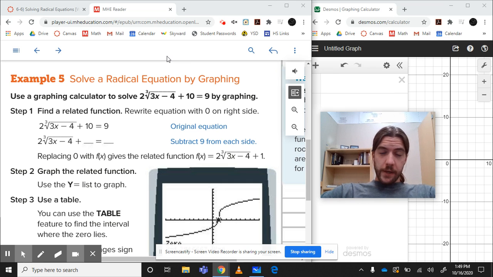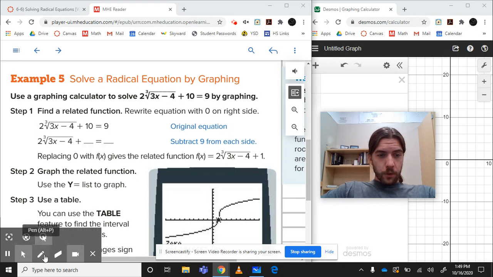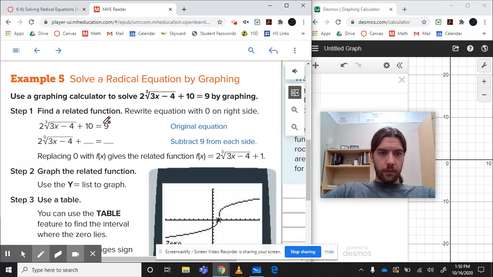All right, example number 5 has us going through that process that we just described in the previous video. In particular, they're finding the intersection along the x-axis. So they're going to set their original expression equal to 0 rather than letting it remain equal to 9. At first they have some expression that equals 9. They're going to subtract 9 from both sides so that the expression now equals 0.